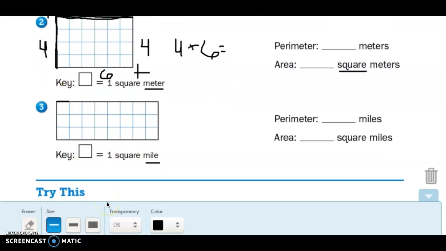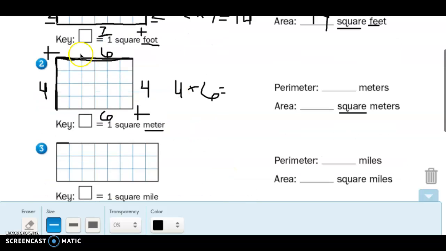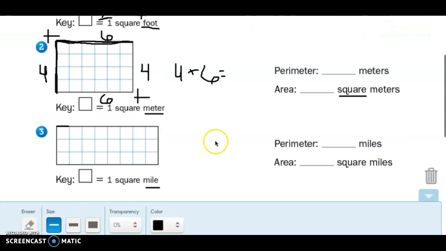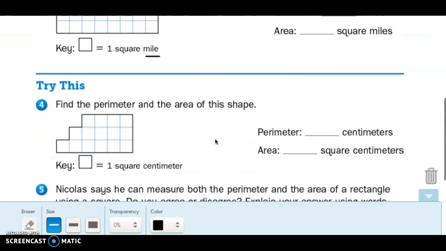Same with number 3. Fill in your side lengths. What's the top and bottom? What's the left and right? You must write those in. I need to see them. Otherwise, we're going to send back the work, and then you can try that again. It's a good way to double check your answer.